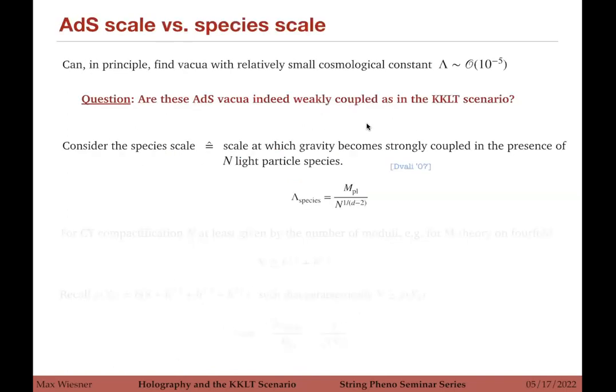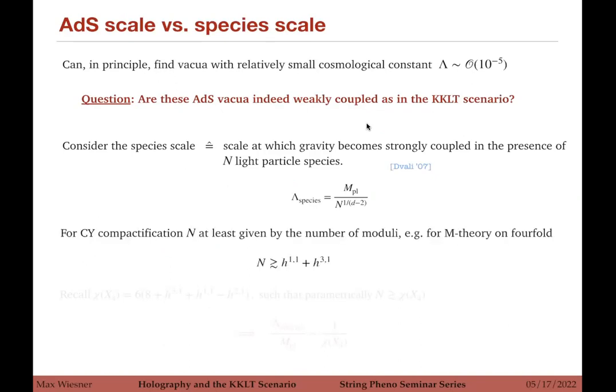However, the question is still, are these AdS vacua indeed weakly coupled as in the KKLT scenario? Therefore, we consider the species scale, which is the scale at which gravity becomes strongly coupled in the presence of N light particle species, where the precise relation depends on the number of dimensions. For Calabi-Yau compactification, the number of light species, even if we stabilize them, as long as we stabilize them below the string scale, as we would always do, is given by the number of moduli, which for the fourfold would be h^{1,1} plus h^{3,1}.